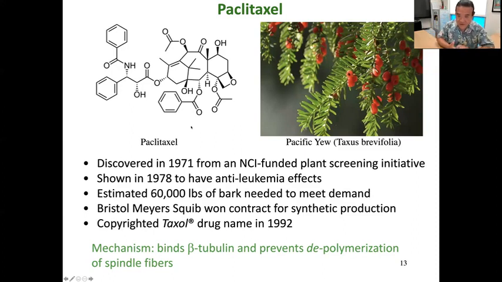This is where your whole OChem flashback nightmare comes from, right? And so Bristol Myers Squibb, they won the contract because they came up with a way to make the synthetic production, and they copyrighted this, right? So the drug is now, ever since the early 90s, called Taxol. Right? So it binds to beta tubulin and prevents the depolymerization of the spindle fibers, right?